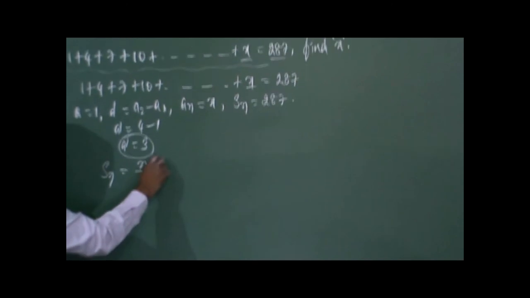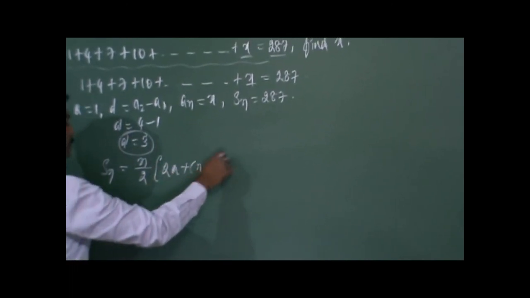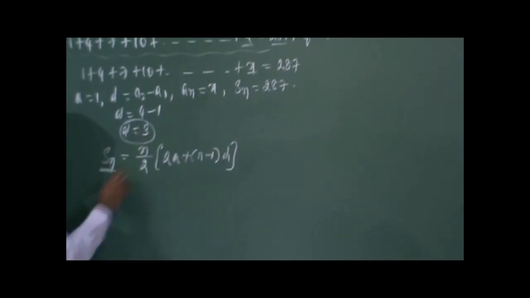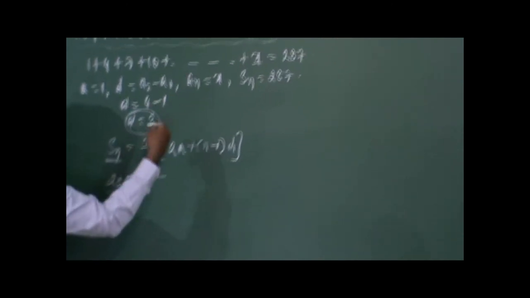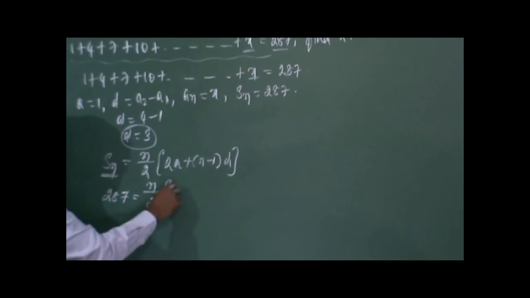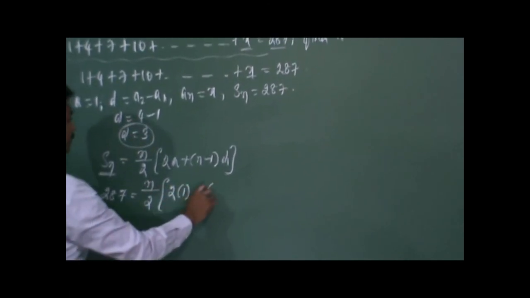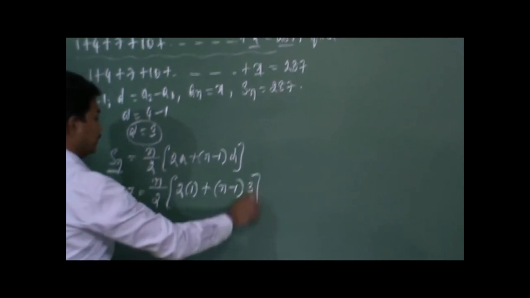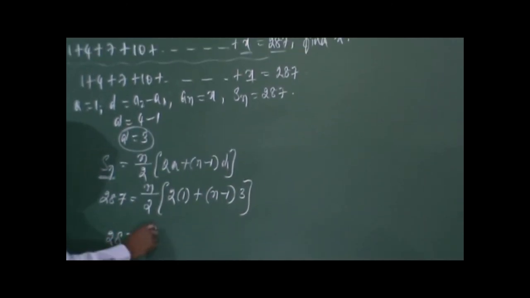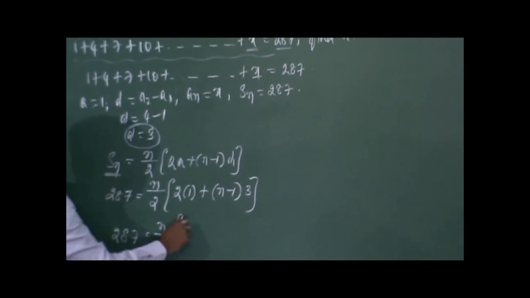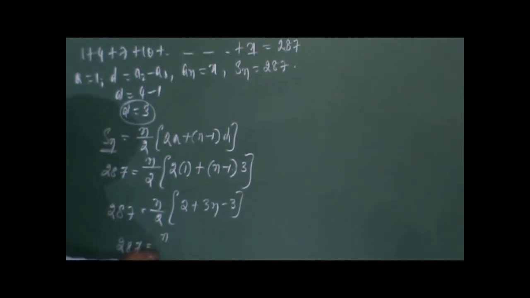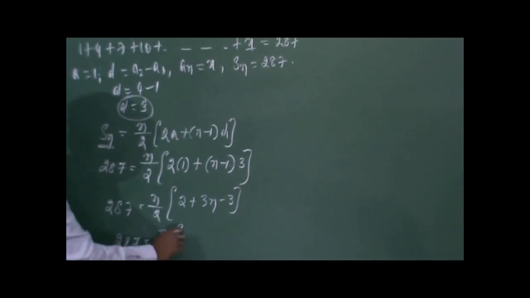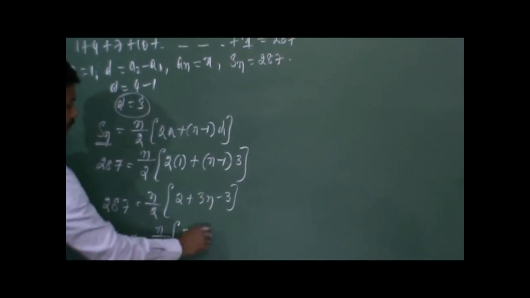So let us write the sum. Sn is equal to n by 2 into 2a plus n minus 1 into d. So the sum of the n terms, 287, is equal to n by 2. We do not know how many terms are there, and x is which term, we do not know that. So n by 2 into 2a, 2 into 1, plus n minus 1 into d, d is 3. So 287 is equal to n by 2 into 2 into 1 is 2 plus 3 into n is 3n, 3 into minus 1 is minus 3. So 287 is equal to n by 2 into 2 minus 3 is 3n minus 1.